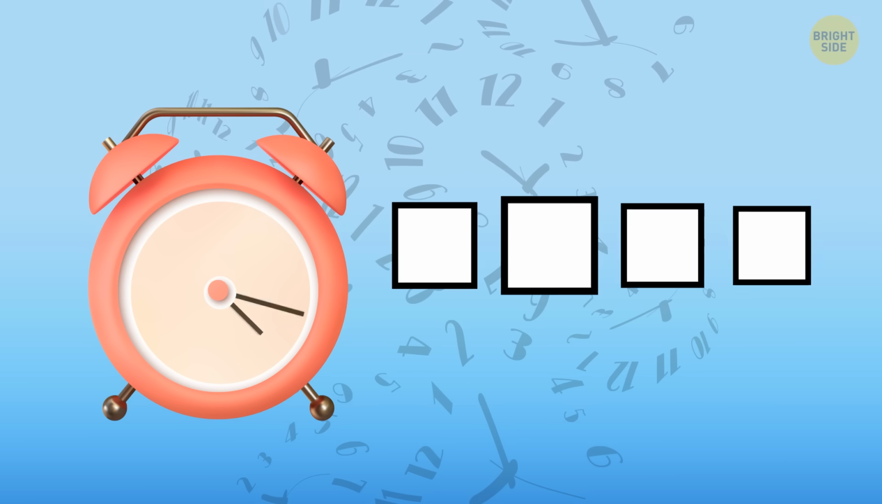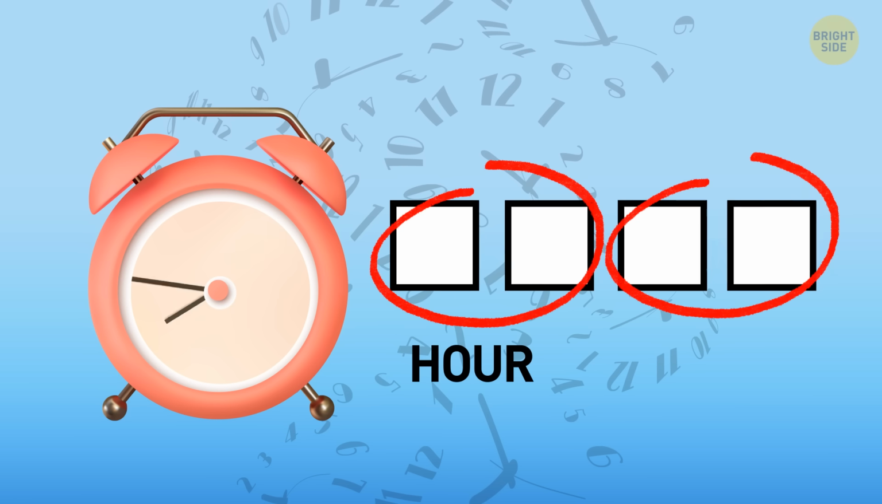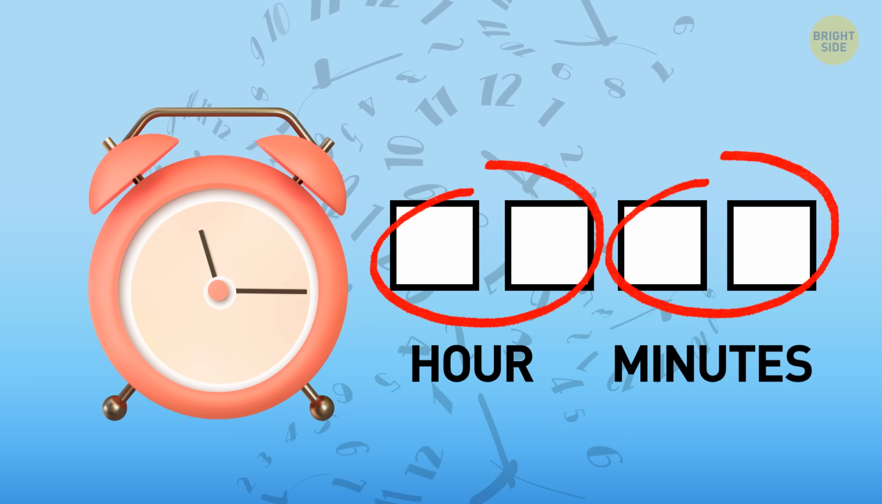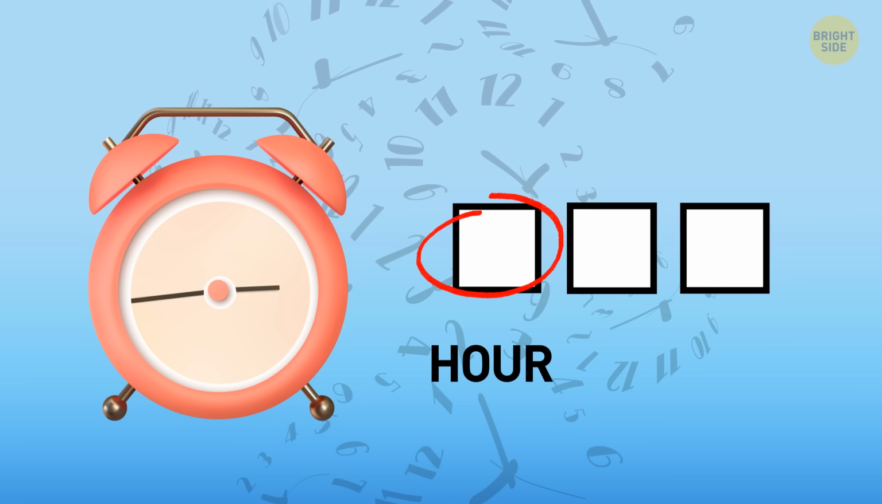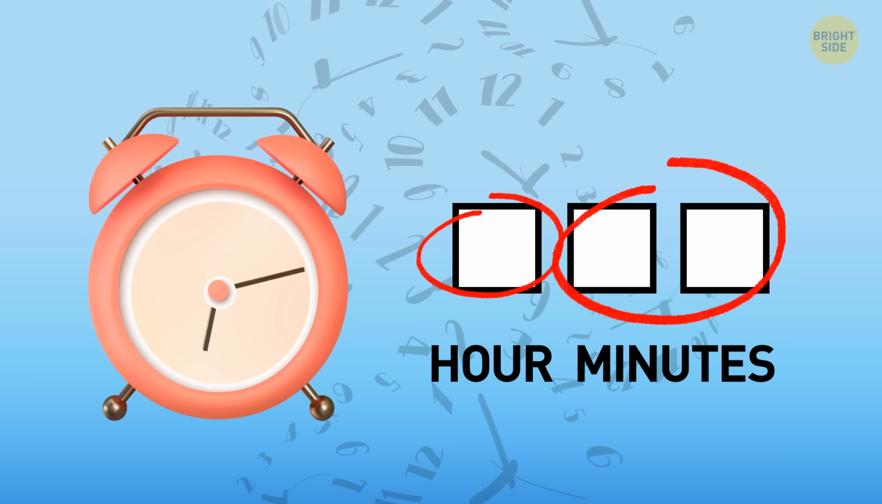If you have 4 digits, the first 2 are the hour, the remaining 2 are the minutes. If you have 3 digits, the first one is the hour, the remaining 2 are the minutes. Aren't you impressed? Well then, hold on.